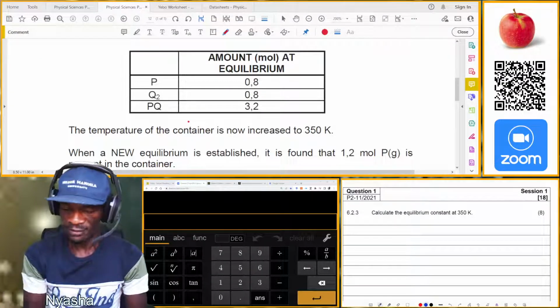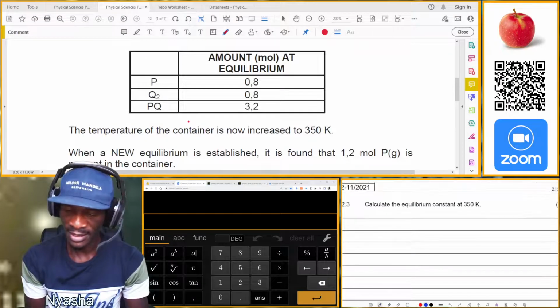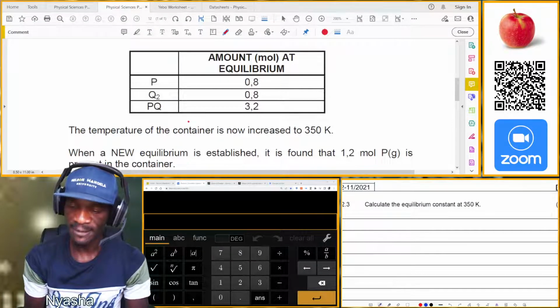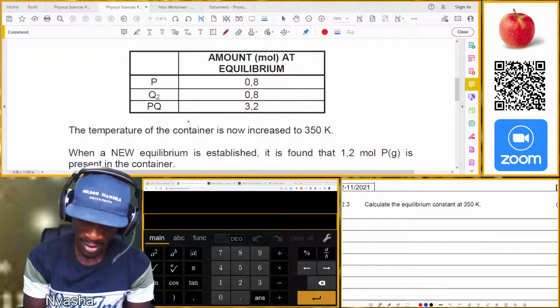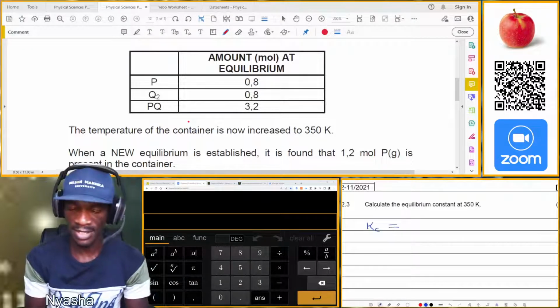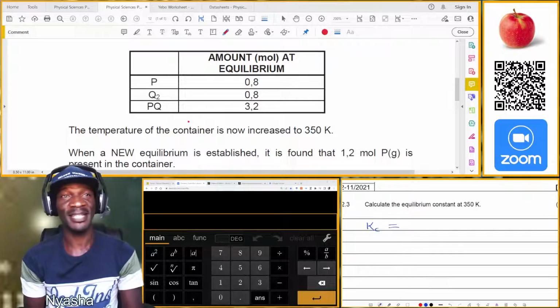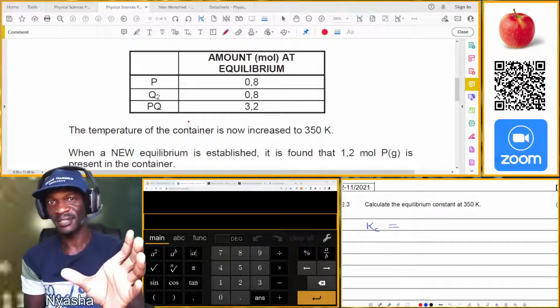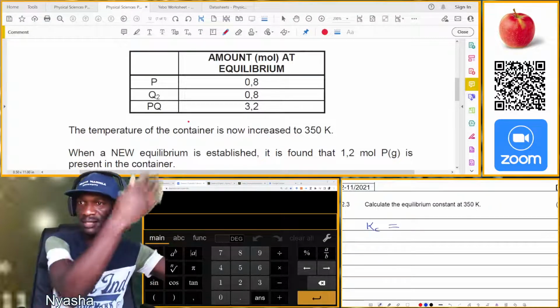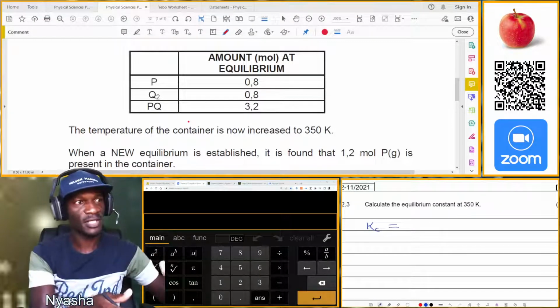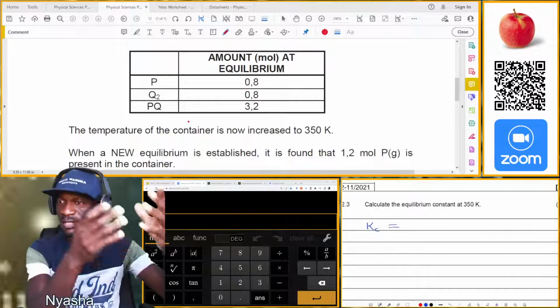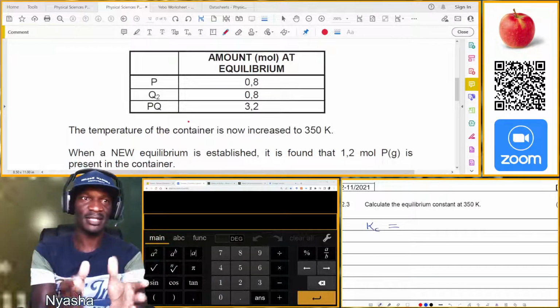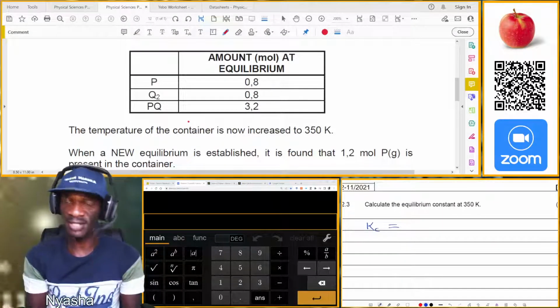Okay, so first of all, to calculate the equilibrium constant at 350 K, our equilibrium constant equation states that the equilibrium constant must be equal to what? What did we say last time? Do you recall? The concentration of the products raised to their stoichiometric coefficients, divided by the product of the concentrations of the reactants.